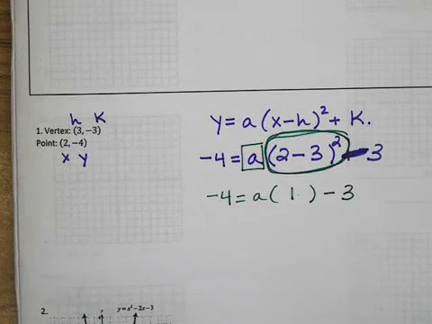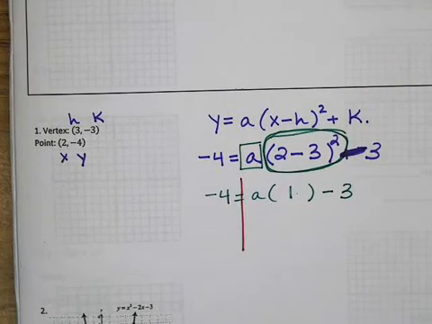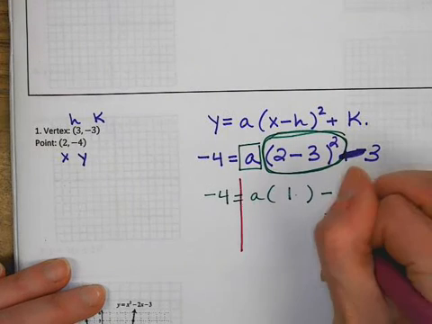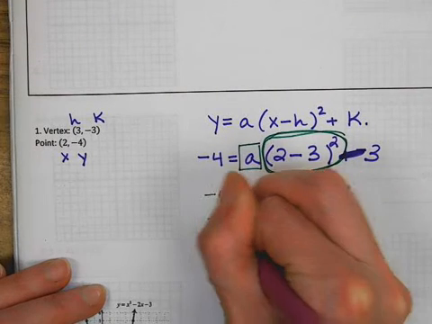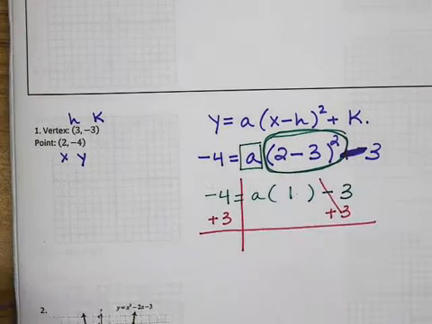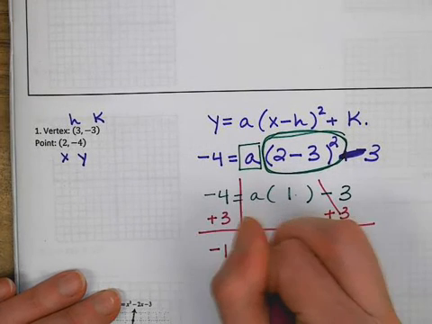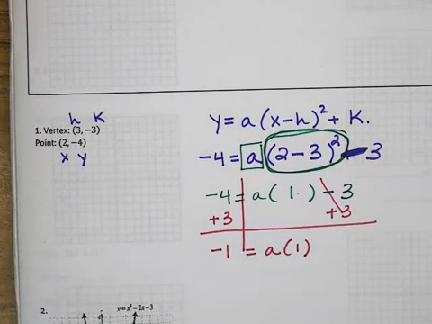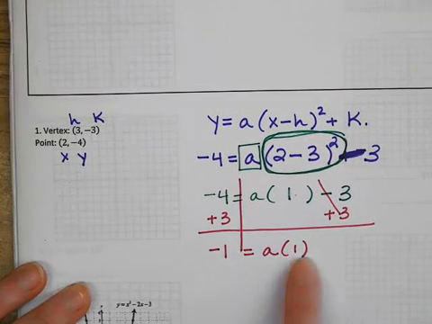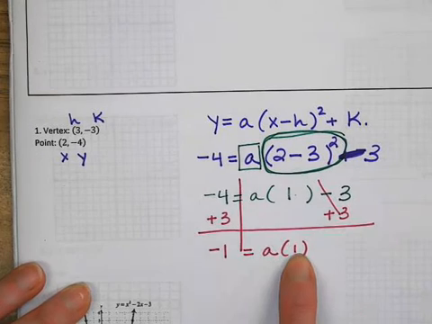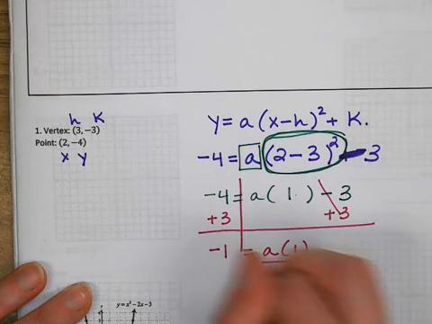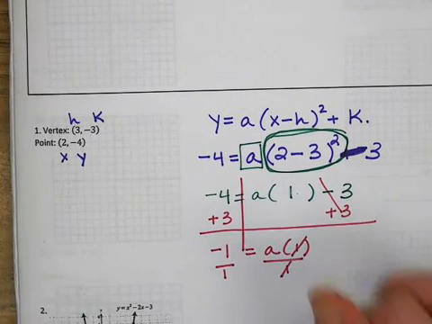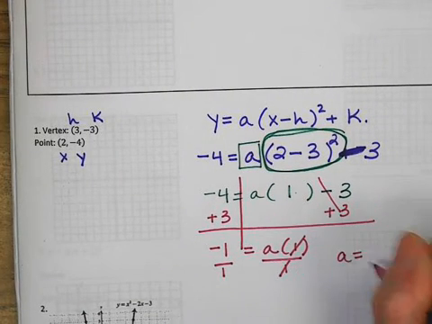All right, and then to solve for a, I'm going to draw the wall. And we're probably going to have to add the 3 over, right? Now you're just solving an equation for a. So we're going to add the 3, and we get -1 equals a times 1. And then we're done, but if this is any number other than 1, you guys would have to divide by 1 to officially solve for a. But it looks like our a is just -1.